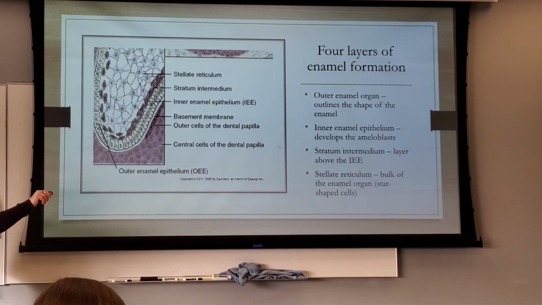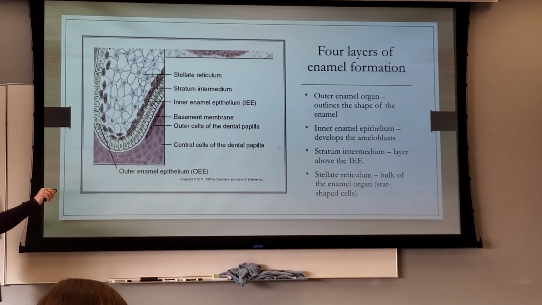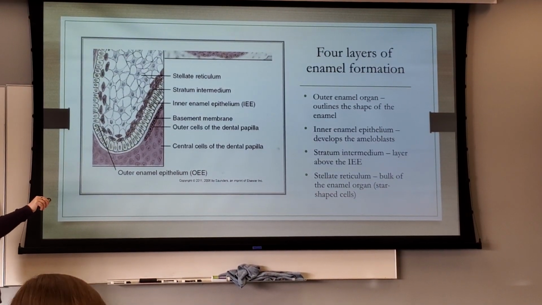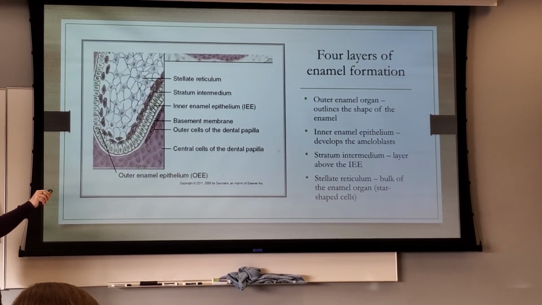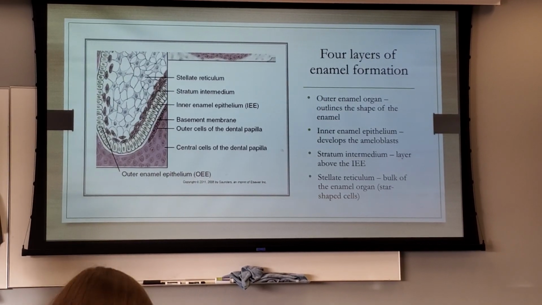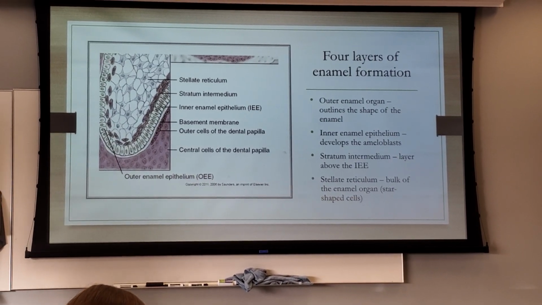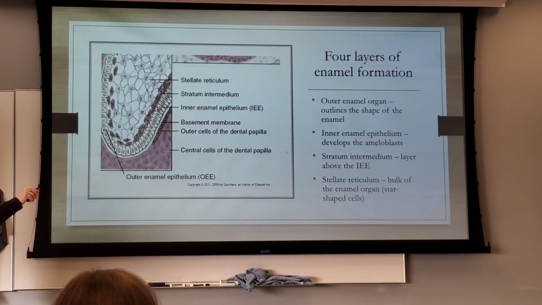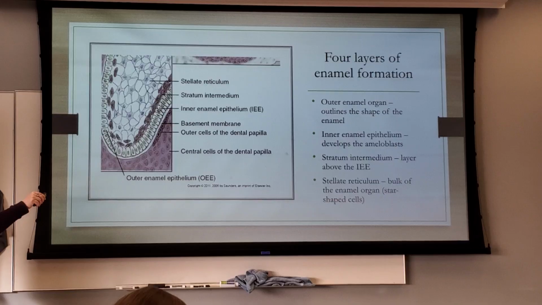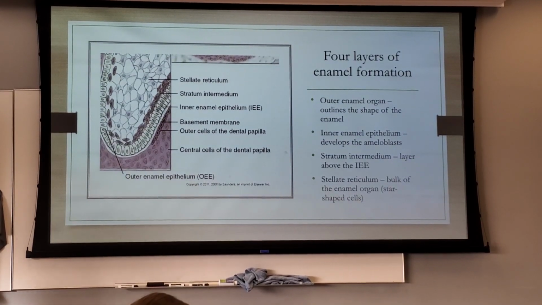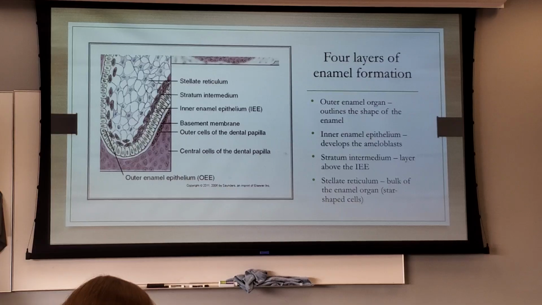Okay, so here's our inner enamel epithelium that starts to come together to start forming the enamel. Then we have our stellate reticulum, which is those little star shapes. And then the stratum intermedium, which is just the layer just above the ameloblasts that are going to start forming. Just the flat pink ones. Okay, so how we form enamel comes from those 4 major layers.